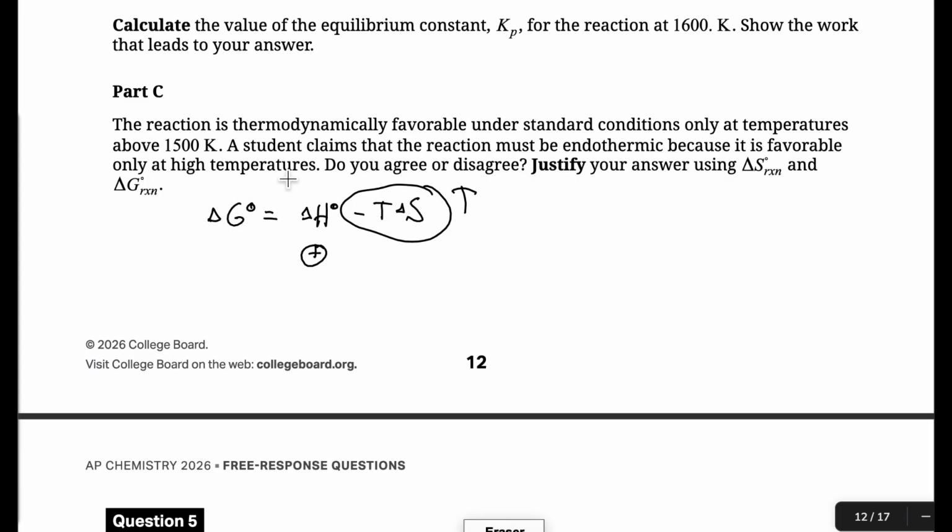But because it's only favorable at high temperatures, that means that this term has to be positive, so that when this term is at really high temperature, then it finally overcomes and becomes favorable. So if delta H is positive, that means it's endothermic. That means the student is correct, and we agree.